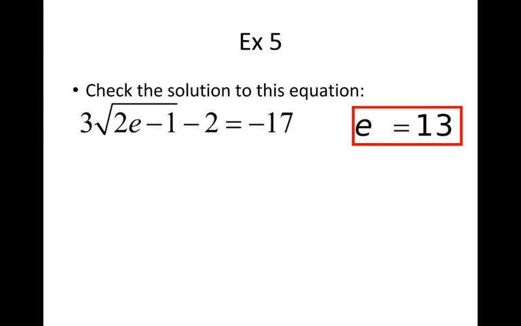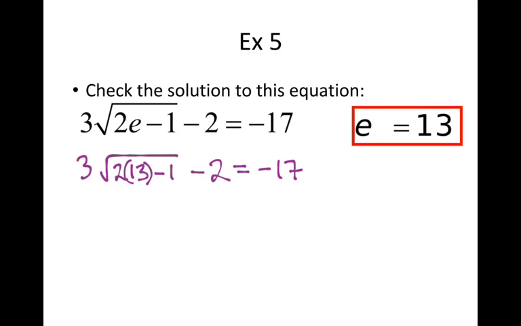When we rewrite here, we're going to have the 3 and then the square root. Inside the square root, we're going to have 2, and then where the E is, we put a 13, right? So we get 2 times 13, and then minus 1. That minus 1 is inside the parentheses, right? Mm-hmm. But then outside the parentheses, we have the minus 2, and then equals negative 17.